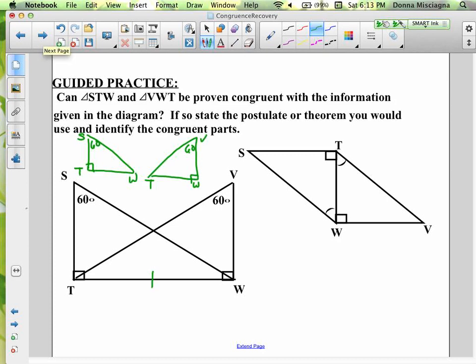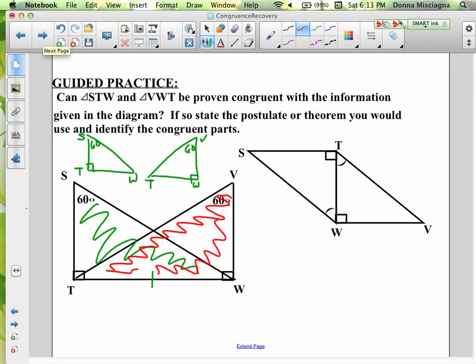Do you see how this triangle, STW, and this triangle, VWT, how they share that side? Right? So we've got angle T is congruent to angle W. That was given. Also given, angle S is congruent to angle V. And it's fine to use just one letter because there's only one angle there. Right? And also given.